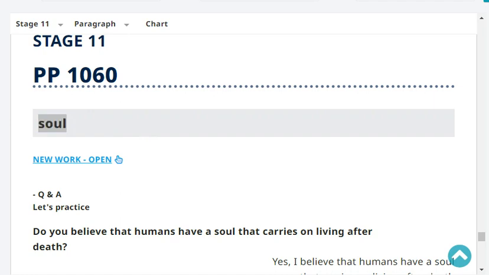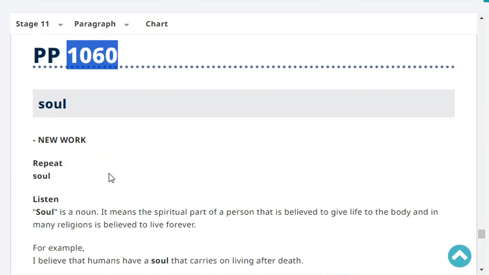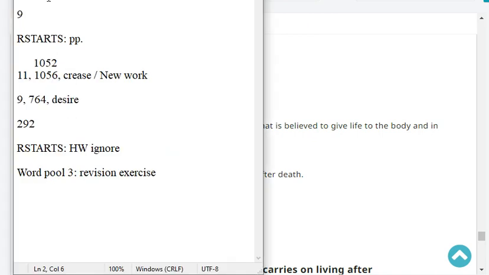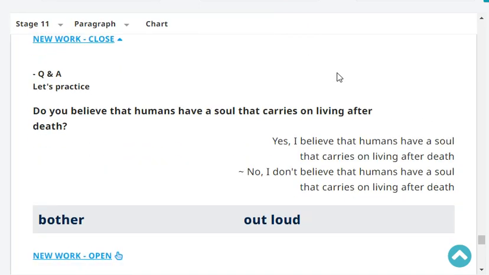Soul. Very good. Okay, listen. Soul is a noun. It means the spiritual part of a person that is believed to give life to the body, and in many religions is believed to live forever. For example, I believe that humans have a soul that carries on living after death. Let's practice. Do you believe that humans have a soul that carries on living after death? Yes or no?